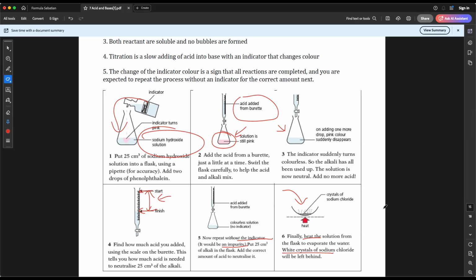Done titration? What do you guys do in the lab then? When you've done this before, titration in school?